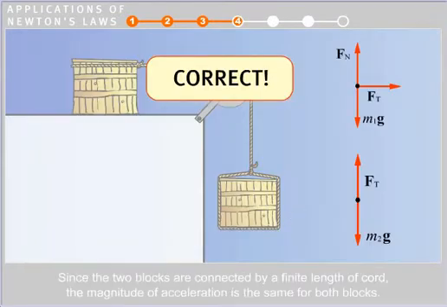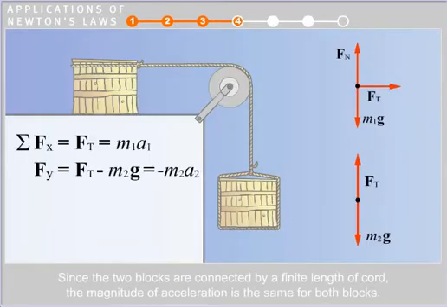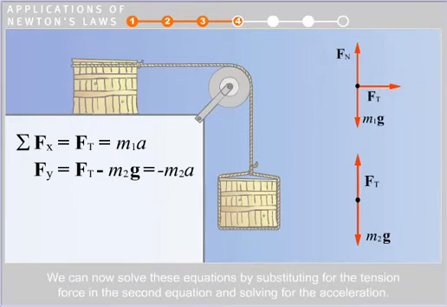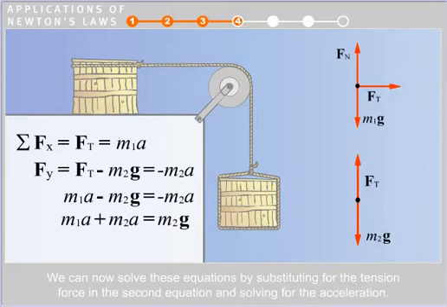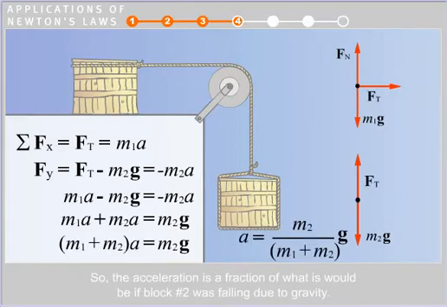Correct. Since the two blocks are connected by a finite length of cord, the magnitude of acceleration is the same for both blocks. We can now solve these equations by substituting for the tension force in the second equation and solving for the acceleration. So the acceleration is a fraction of what it would be if block number 2 was falling due to gravity.